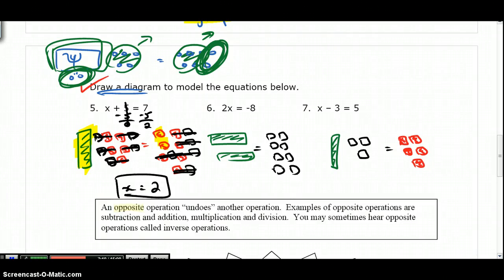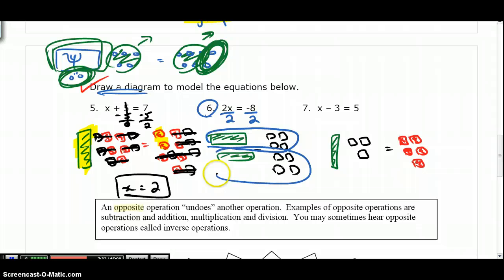In this case, what I was trying to show visually in number 6 here is that because we have 2 x's, our step is that we're actually going to divide by 2. So we're going to break this up into groups. Here's a group and here's a group. So each x is equal to -4. Right? When we divide by 2, that cancels. We've got x by itself. -8 divided by 2 equals -4. So that's how we solve that one.